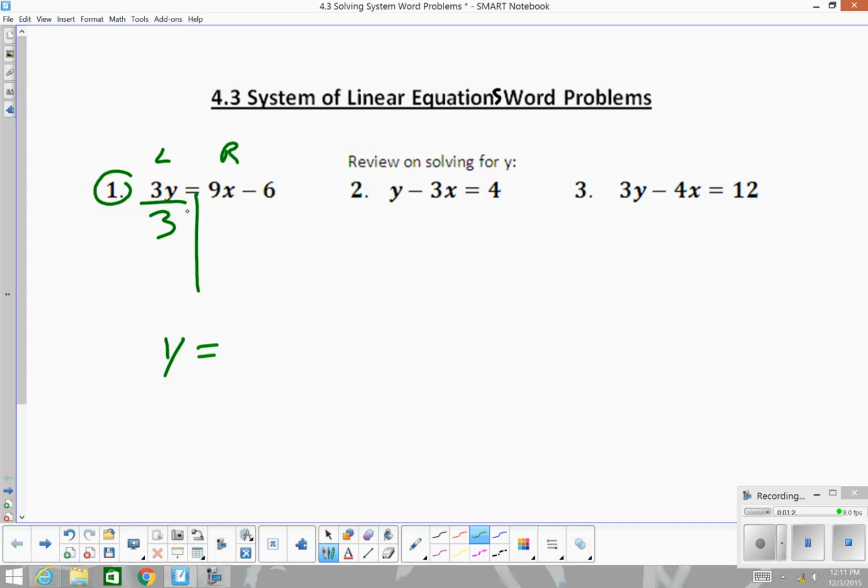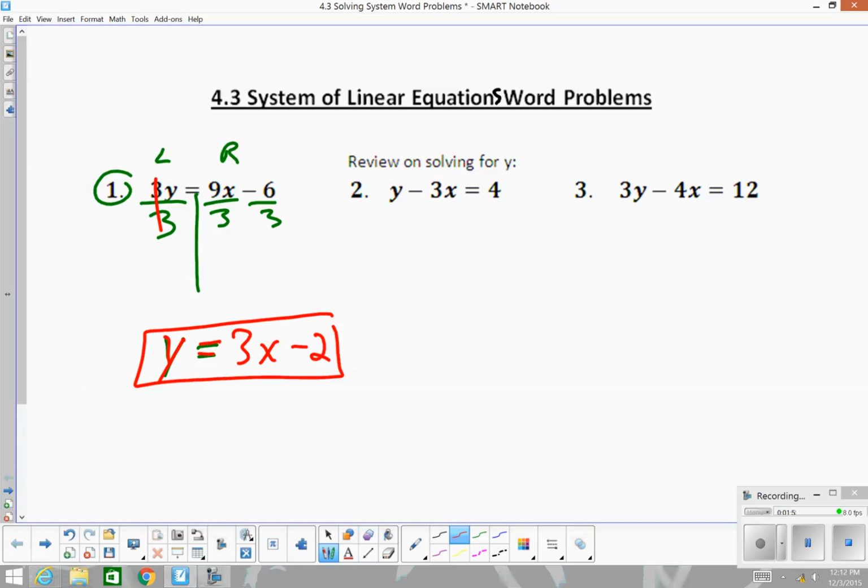Okay, now what you do to one part, you have to do to every part in your equation. Then you're going to go ahead and simplify. 3y divided by 3 is 1y, or just y. 9x divided by 3 is just 3x. Negative 6 divided by 3 is negative 2. So then my equation is simply y equals 3x minus 2. Okay, cool. Let's go through one more example, then the third one's going to be on you.